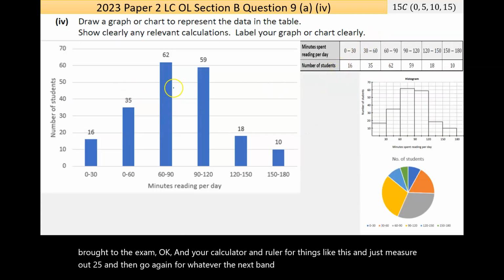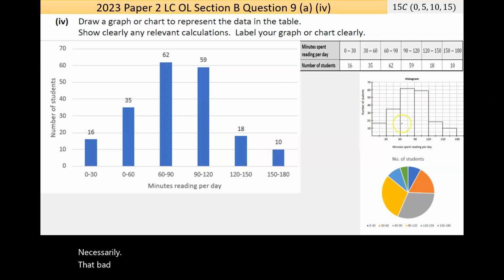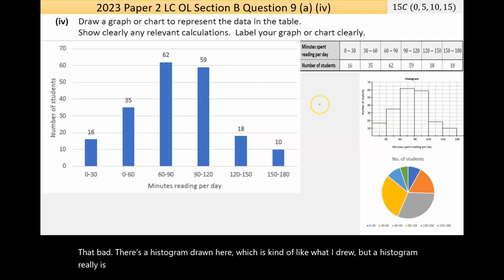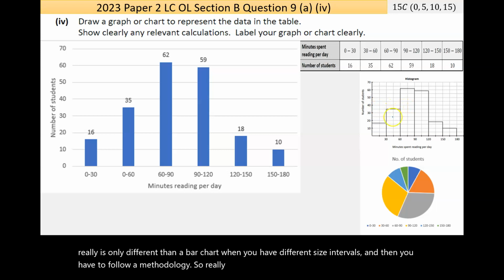Now, I did a bar chart here, although I just use Excel, so I don't like when the bars are spread apart, although that's not necessarily that bad. There's a histogram drawn here, which is kind of like what I drew, but a histogram really is only different than a bar chart when you have different size intervals, and then you have to follow a methodology. So really, a histogram is a type of bar chart.